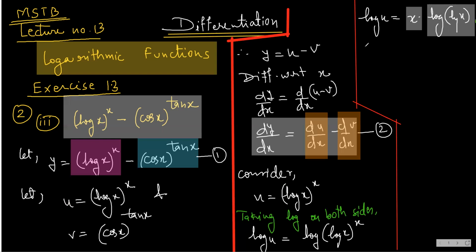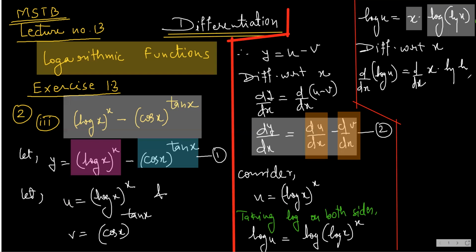So here I write, differentiating with respect to x. I now differentiate this with respect to x. You know why? Because I'm intending to get du by dx. So it will get me du by dx. Okay, so here I write d by dx of log of u equals d by dx of x into log of log x. It's going to take some space, so I will solve this on a new page.